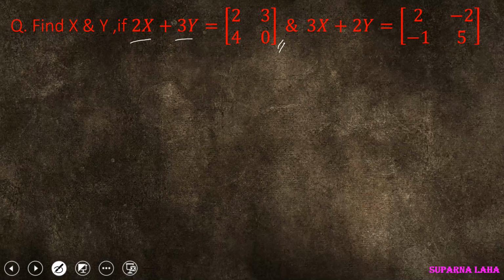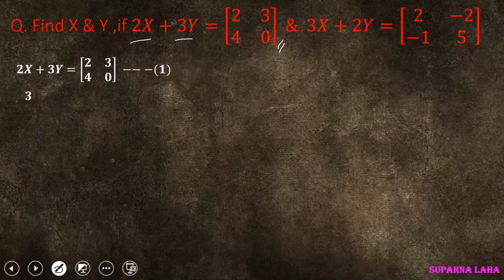Now we need to find this matrix x and y, and they are given in an equation form. So how to find this x and y? So let's check. This 2x plus 3y is given by 2, 3, 4, 0, this 2 cross 2 matrix. So let's take this one as equation number 1, and the second equation is given by 3x plus 2y is this 2 cross 2 matrix, 2, minus 1, 5, minus 1, 5.